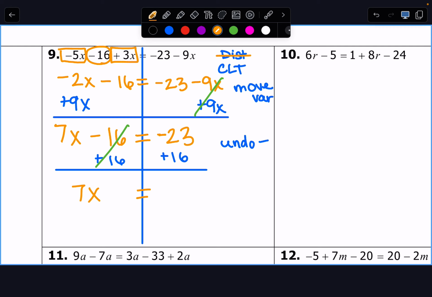Can you help me out? What's negative 23 plus 16? I heard two different answers. Only one of them's right. Negative 7. Please don't forget that that's a negative 7. So our last step is to undo that multiplication by dividing both sides by 7. So our answer becomes x equals negative 1.